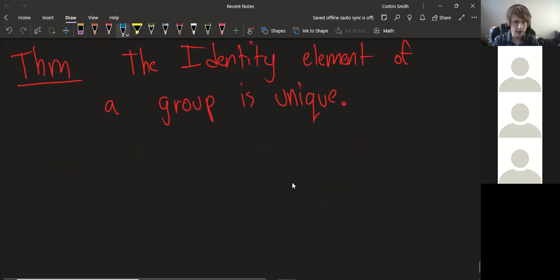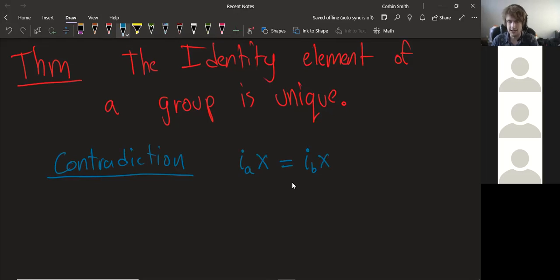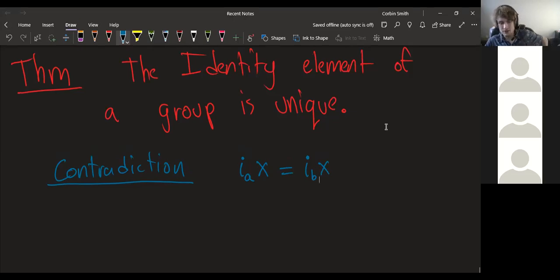So let's write this equation. For contradiction, we're going to assume that, so in a group, typically we write E as the identity if it's not something like the integers. There's a lot of things that could be the identity. Or maybe I'll write I. I is better. So we have I_A, one of them, and let's say we multiply that by some element X. And we're saying that we have another element I_B, which is also an identity element. So you can actually do this in one line using the rules of a group, using the traits of a group.